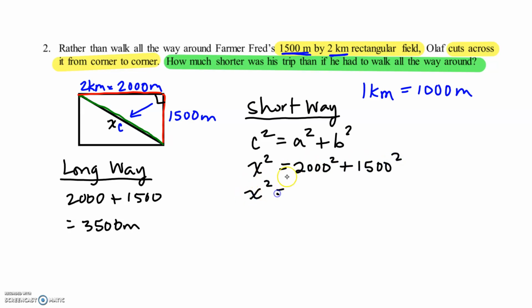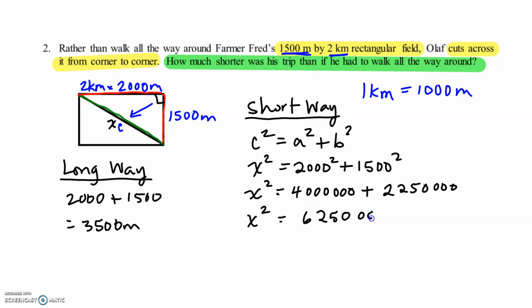So these are going to be some big numbers. 2,000 squared plus 1,500 squared. That's going to be 4 million for 2,000 squared plus 2,250,000. One more zero. Okay, then I'll add those two together. That gives me 6,250,000. And then remember we have to square root to get X, which gives me 2,500 meters.